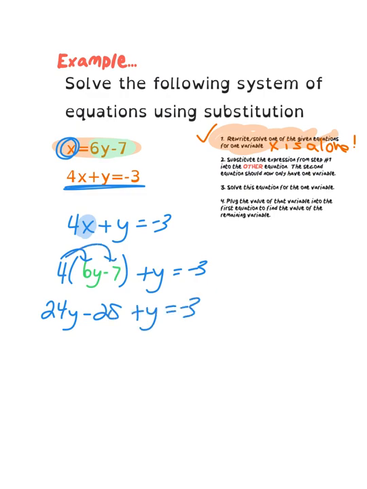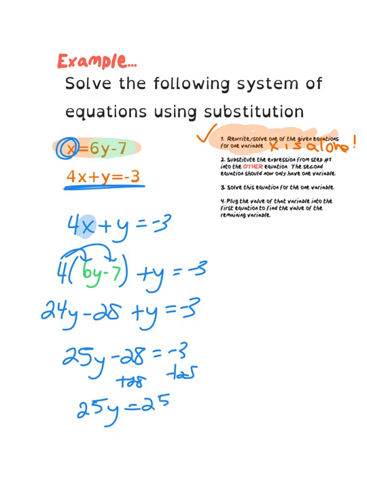And what we'll see, if we collect like terms, we have 25y minus 28 is equal to negative 3. So if we add 28 to both sides, we get 25y is equal to 25. So then therefore y would be equal to 1. So we substituted and we solved that equation for the one variable it had, which was y.